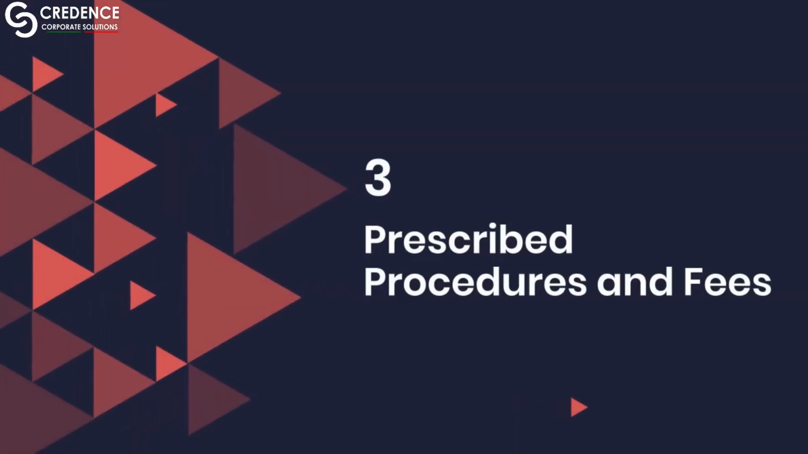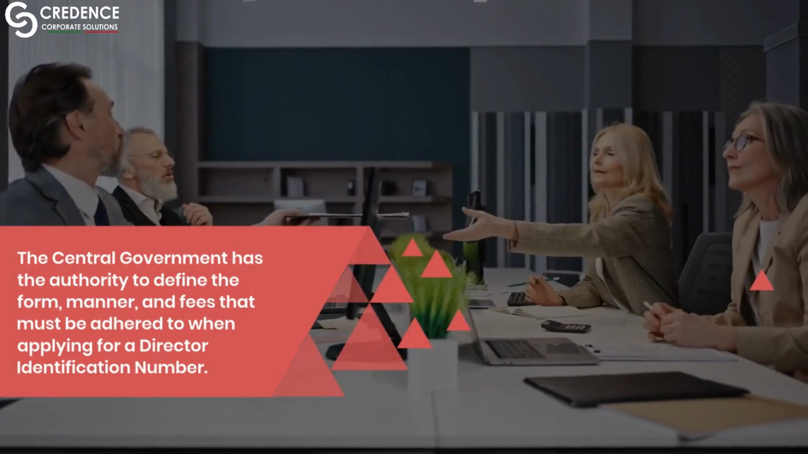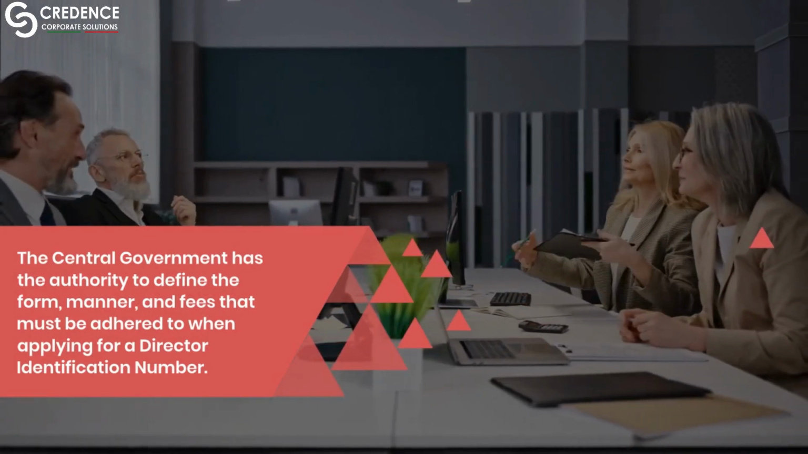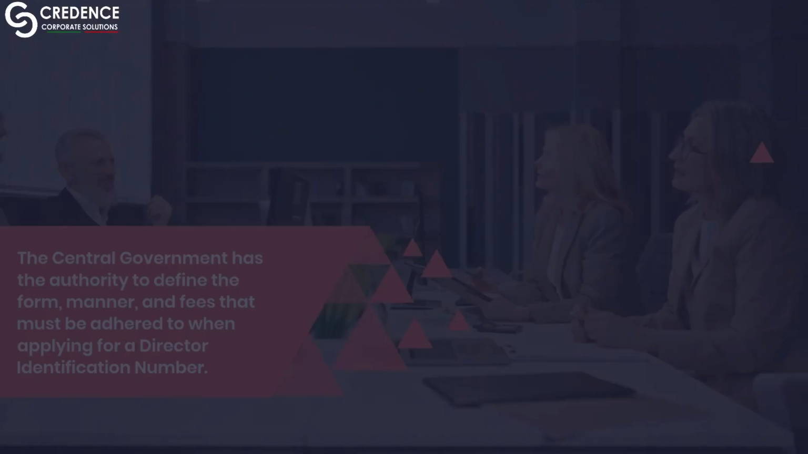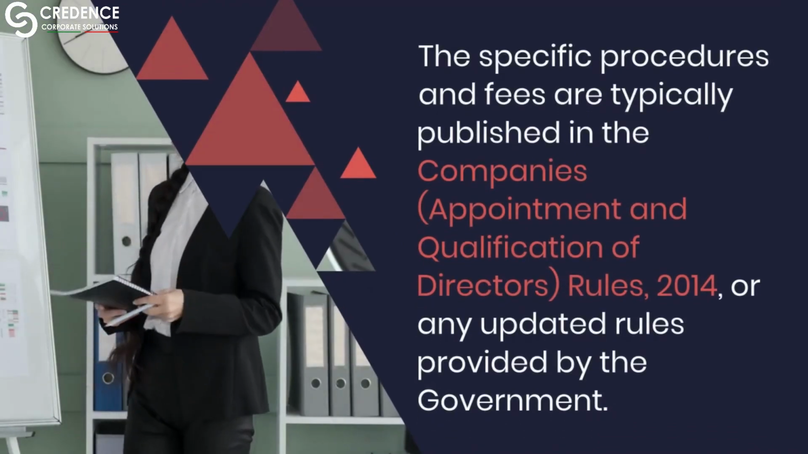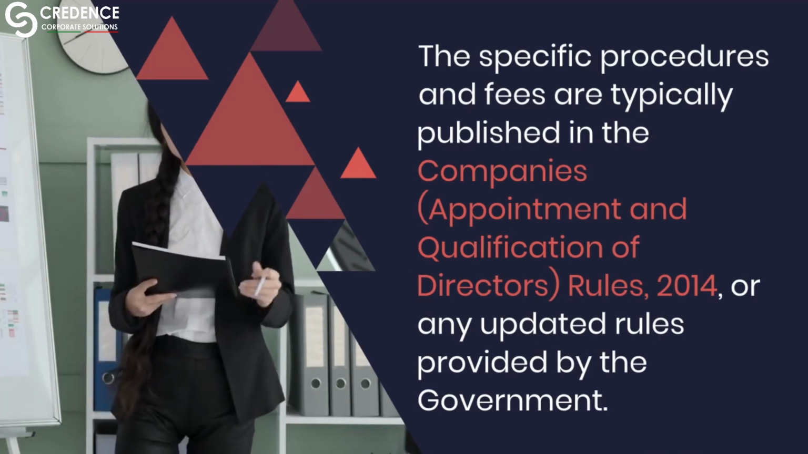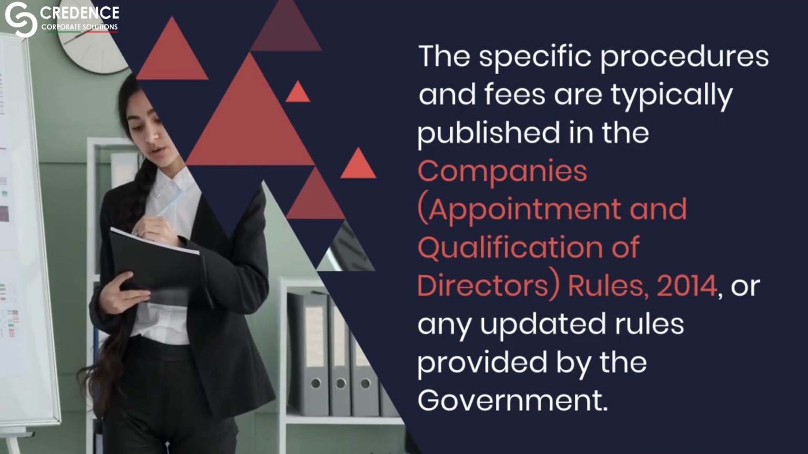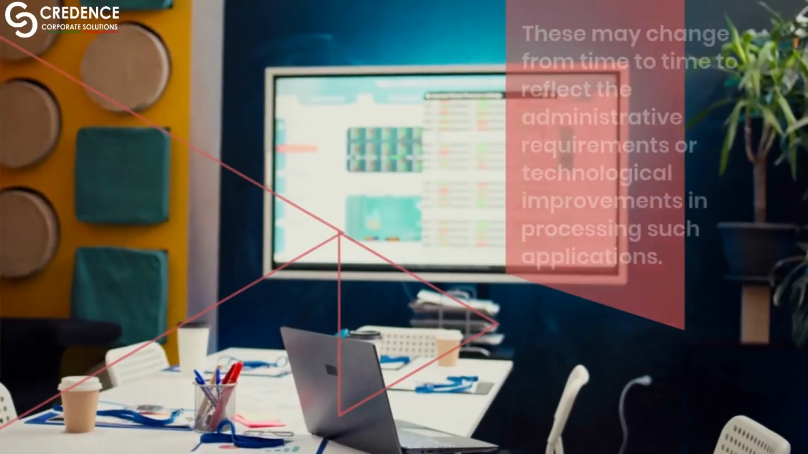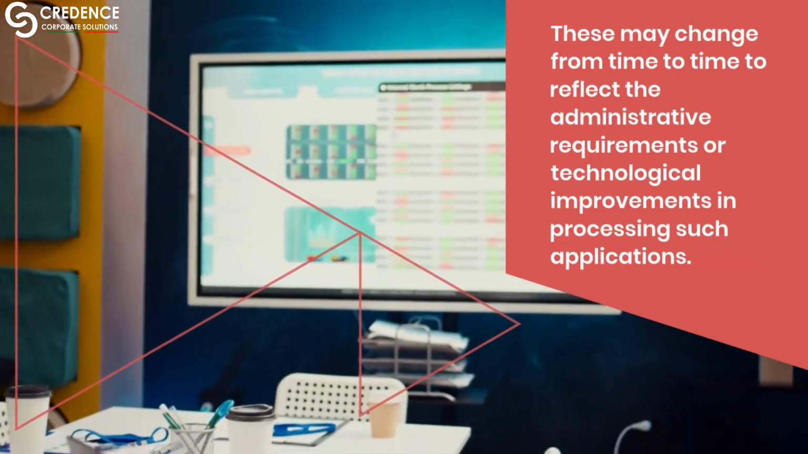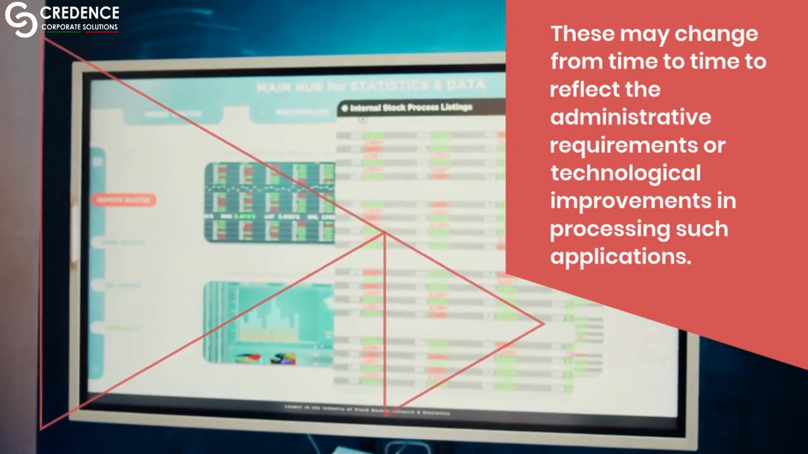3. Prescribed procedures and fees. The central government has the authority to define the form, manner, and fees that must be adhered to when applying for a Director Identification Number. The specific procedures and fees are typically published in the Companies (Appointment and Qualification of Directors) Rules, 2014, or any updated rules provided by the government. These may change from time to time to reflect the administrative requirements or technological improvements in processing such applications.